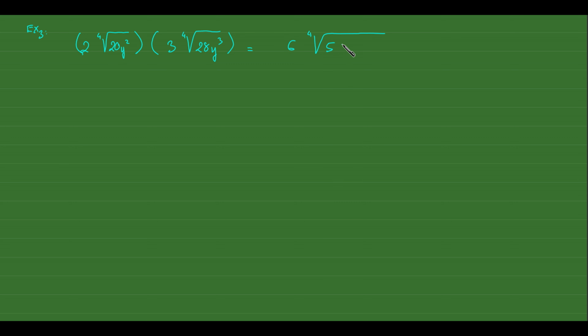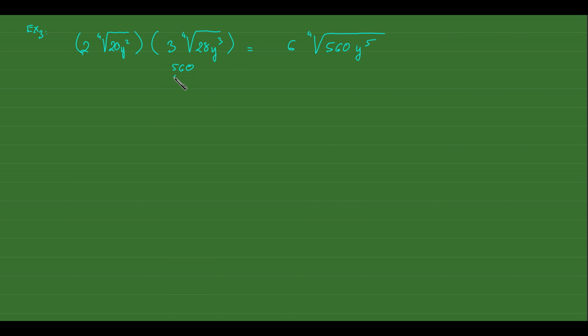So we have 6. You multiply them up, 20 and 28. And y squared times y to the third is y to the 5th. Now we're going to do a prime factor tree for this, so that we can rewrite something with a fourth exponent because this is the fourth radical.